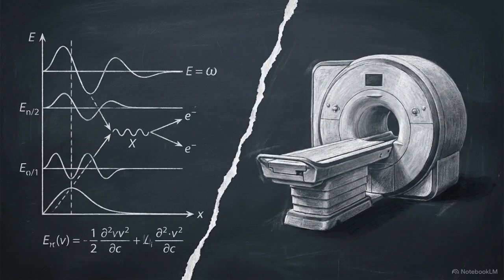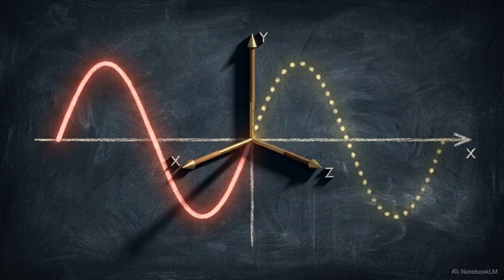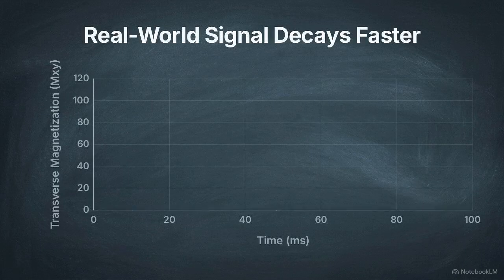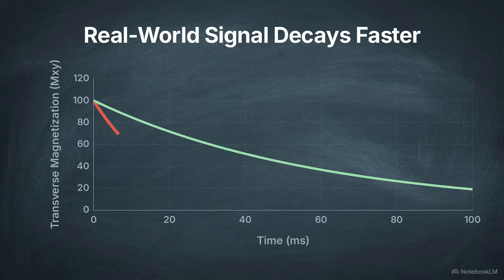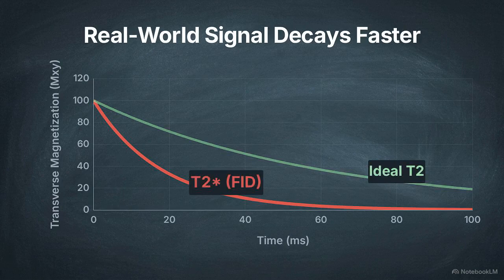But a major complication arises when we move from theoretical quantum mechanics to the physical reality of a clinical scanner. The actual electrical signal recorded by the MRI coils is known as free induction decay, or FID. This graph charts that decay. The shallow curve is the theoretical, ideal T2 decay, but the actual measured FID signal drops to zero significantly faster. We call this steeper curve T2 star.